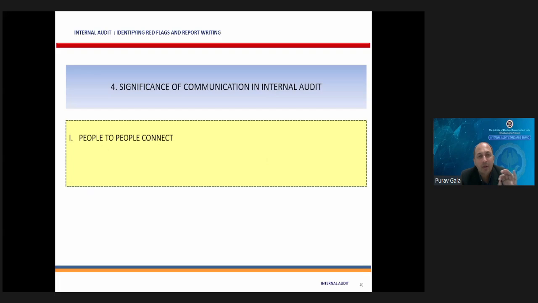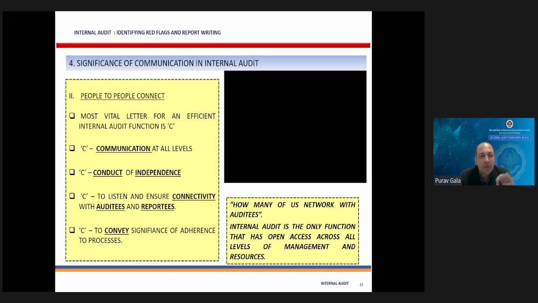Okay, let's come to the last part. Communication is very, very important for auditors. We are the only function that has access right from top to bottom, and we are responsible to have an independent approach. Hence, listening and communicating are of paramount importance. So how many of us actually network with the auditees after office hours? Go and have a cup of coffee, understand what their pain points are.